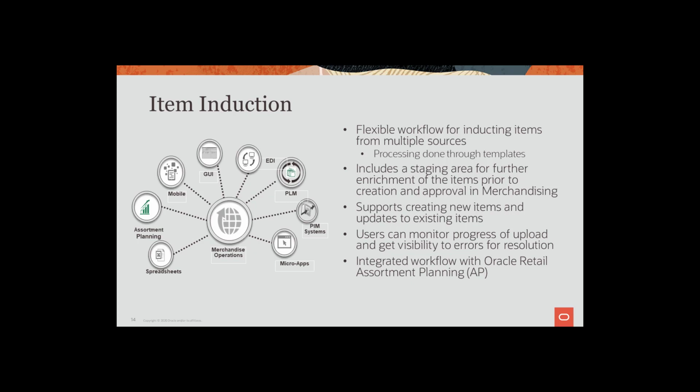This flexible framework supports the ability to receive item information from a number of different sources, including manually uploading from a spreadsheet, but also provides the ability to stage item data from these other sources so that it can be built slowly over time before becoming an approved item in the merchandising system. When using the item induction functionality, users are given the option to upload items directly to merchandising or of holding them in a staging area for further enrichment.